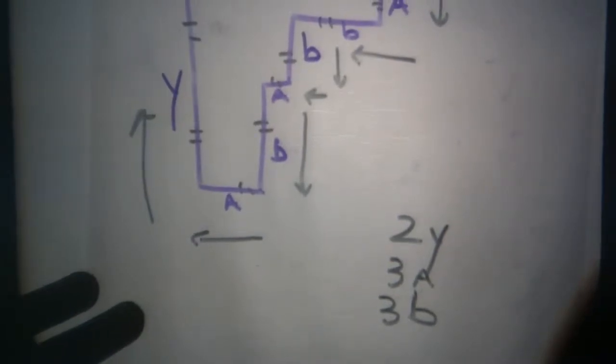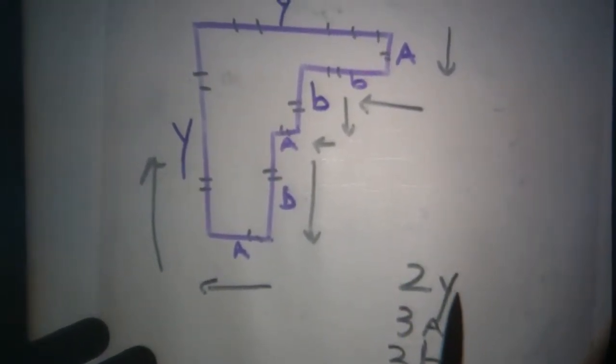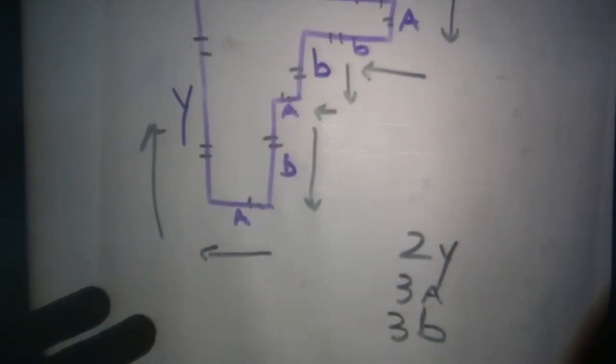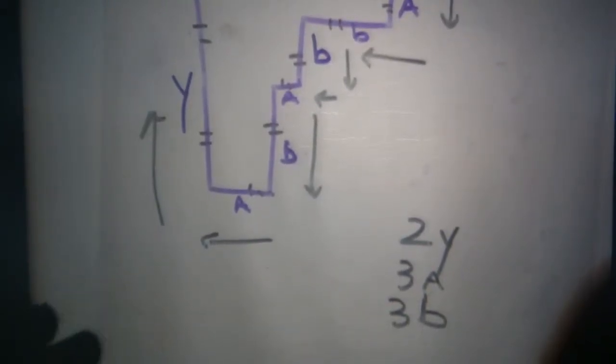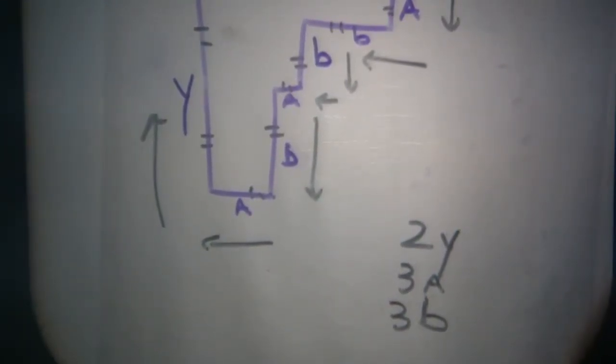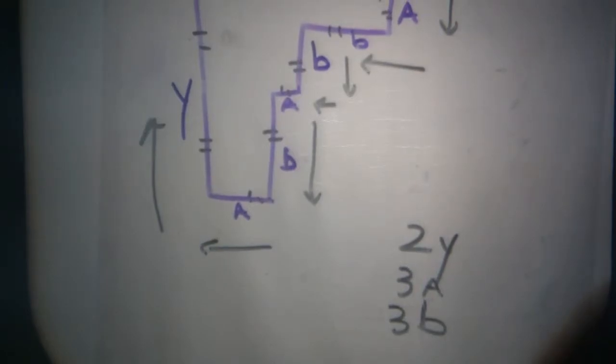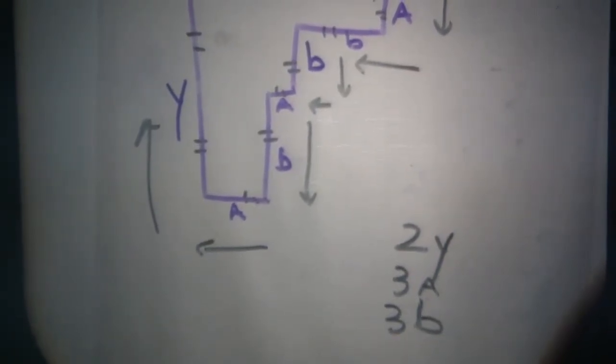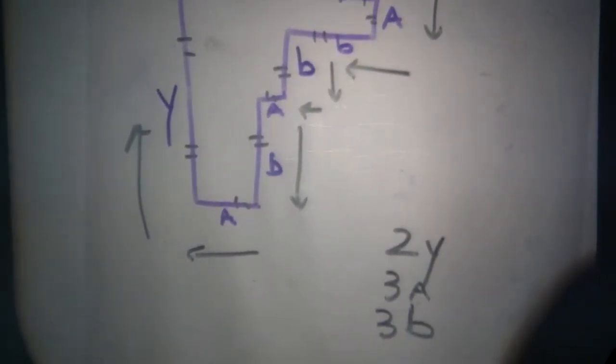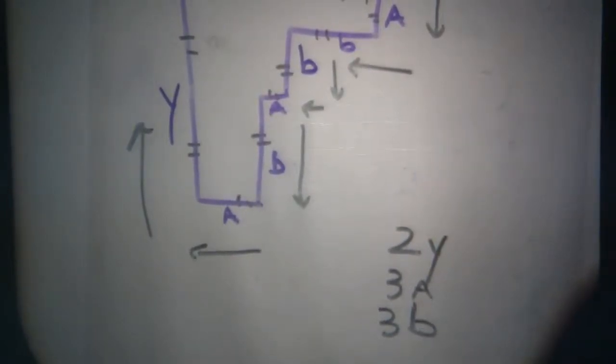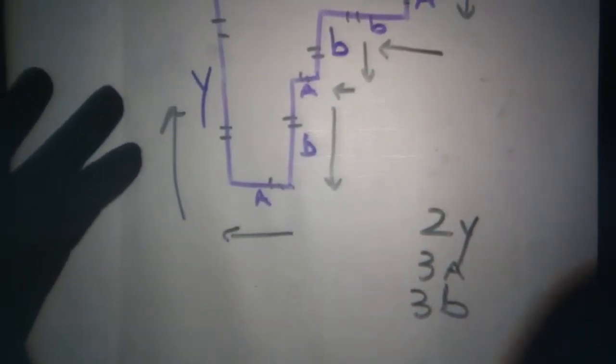So what would I do now? Well, once I figure out what Y and A and B equal, I would just have to add all these together. Without knowing what they equal at this point, what would I write as far as an expression? An algebraic expression to figure out my perimeter.